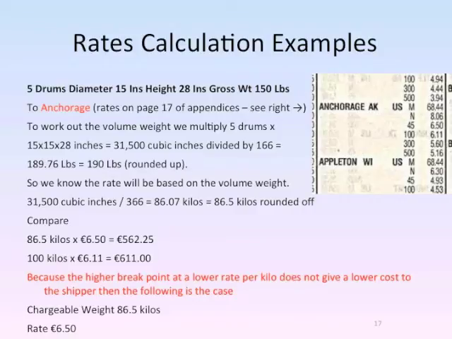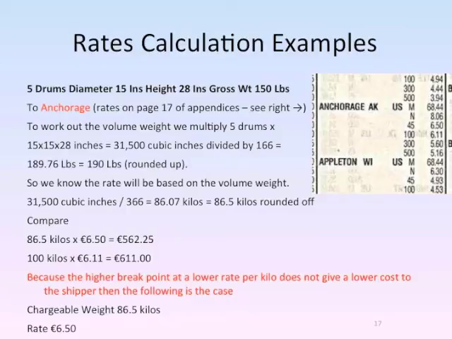Looking at another example now of 5 drums, diameter 15 inches, height 28 inches, and a gross weight of 150 pounds. Shipment is going to Anchorage in the States. So to work out the volume weight, we multiply 5 drums by 15 inches by 15 inches by 28 inches, and we get 31500 cubic inches.